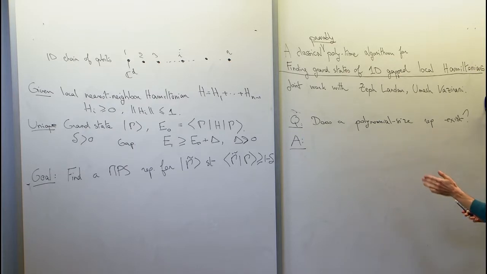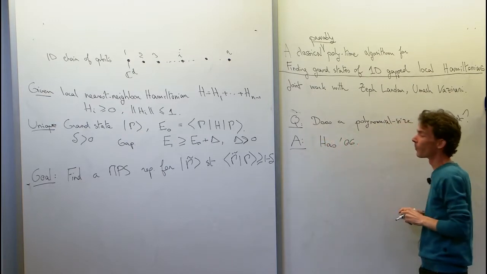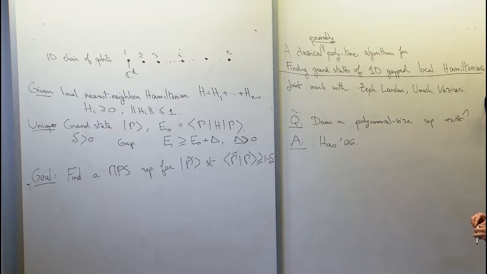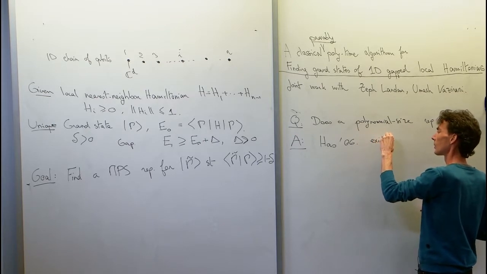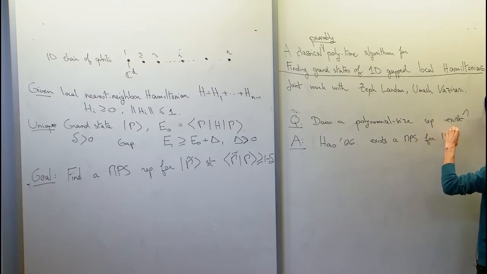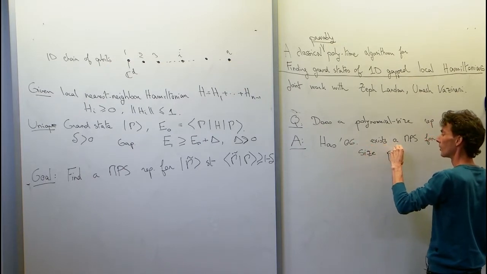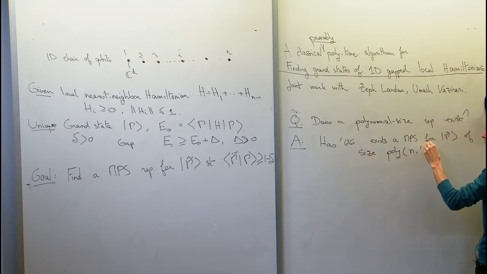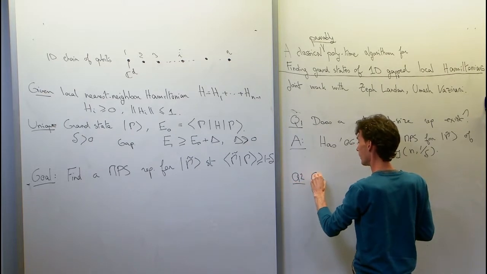I mean, okay, does a representation exist? The answer is yes. So that's Hastings' result. If you have a gap, in our setting, what that result is saying is that there exists an MPS for this gamma tilde of bond dimension polynomial in the length of the chain and the approximation. So this matrix product state exists, and the question is, can you find it? So this is question 2. Question 1, question 2. Can you find it?